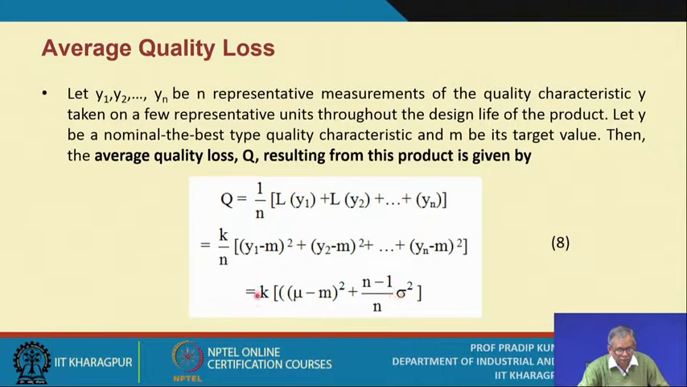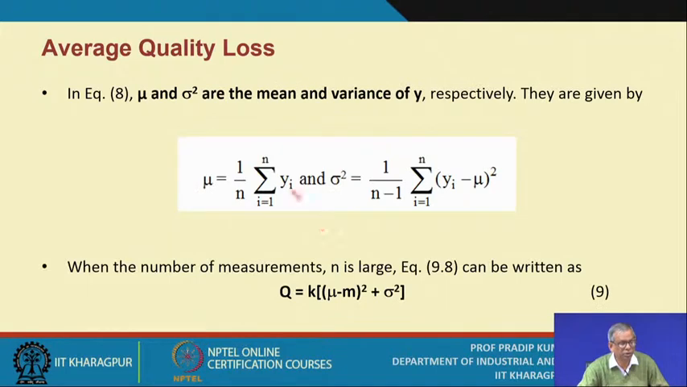That means 1 upon n times the sum of the loss of y1, loss of y2, up to loss of yn, and then you apply the formula, where k is a proportionality constant and these are squared terms. When you have two expressions, you have k into (mu minus m) square plus (n minus 1) by n into sigma square. An unbiased estimate is calculated, and mu and sigma square are the mean and the variance of y respectively, as I have already mentioned. So the expression for mu is this, and for sigma square is this one.